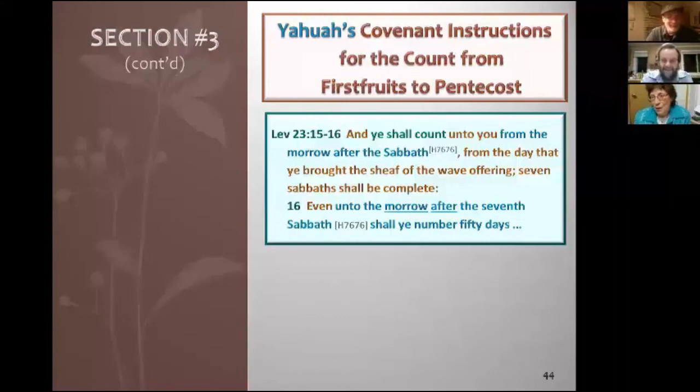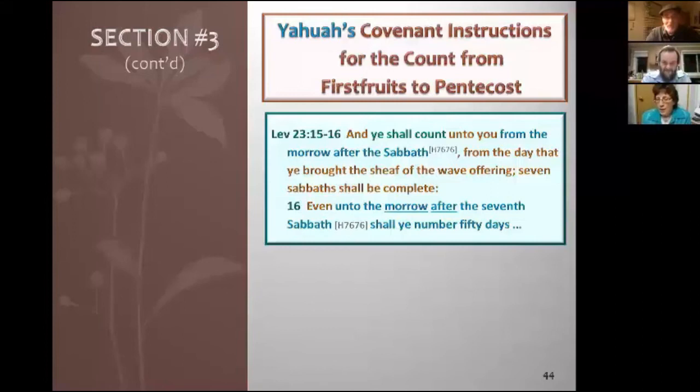Okay, First Fruits is a really important festival, and we don't hear a lot of feast teachers really emphasizing it, and that'll be in the Joshua study. But here's Yahuwah's covenant instructions for the count from First Fruits to Pentecost. It was given in Leviticus. It says, "And you shall count unto you from the morrow after the Sabbath, from the day that you brought the sheaf of the wave offering, 7 Sabbaths shall be complete. Then unto the morrow after the 7th Sabbath, you shall number 50 days."